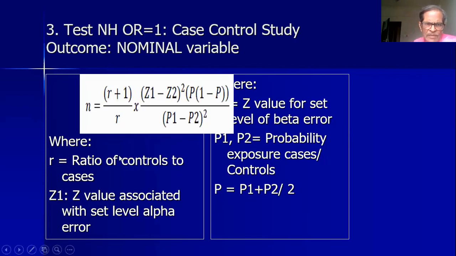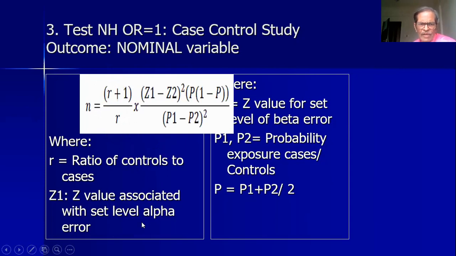So here R is the ratio of the controls to the cases. How many controls do you want per case? If you want only one control per case, then R will be equal to 1. If you want two controls per case, then R will be equal to 2. So R plus 1 divided by R is utilized in this formula.